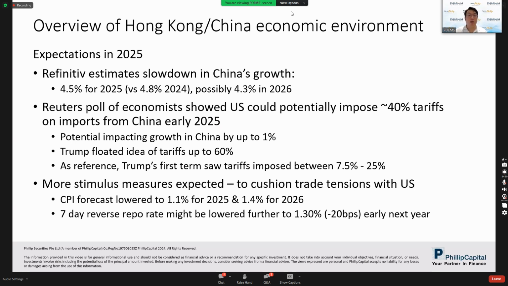Okay, so one more thing is what other short-term measures might be rolled out. The 7-day reverse repo rate was mentioned as possibly being lowered further to 1.3%, a cut of 20 basis points early next year, especially if the US does cut rates in December. So China can likely also cut their rate on their end. If the US and China cut rates together, then the pressure on the Chinese yuan to depreciate will not be as strong.